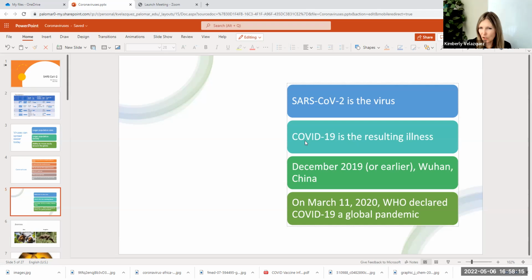The name of the virus that causes COVID-19 is SARS-CoV-2, and that stands for Severe Acute Respiratory Syndrome Coronavirus. So SARS is a coronavirus, and it's the second major one that we know of in this group. So that's why it's SARS-CoV-2. And COVID-19 stands for Coronavirus Disease 2019, which is when we suspect that this first started in Wuhan, China. It's probably earlier than December 2019, but nevertheless, by March 11, 2020, the World Health Organization had declared it a global pandemic. That is a very quick spread of a virus around the world. Very quick.